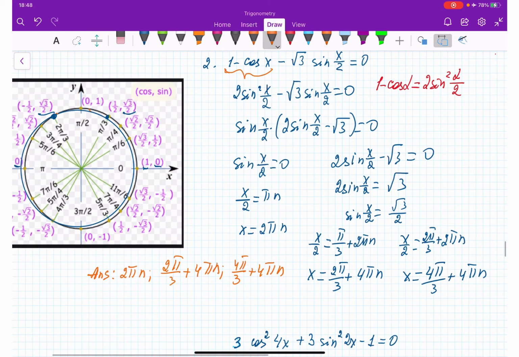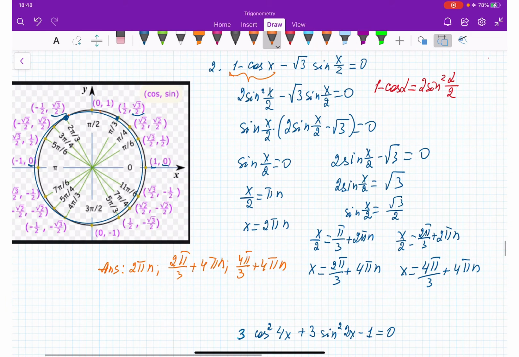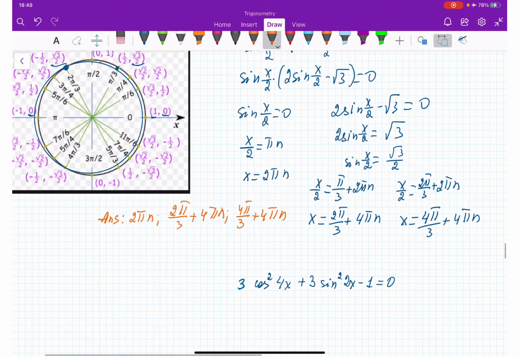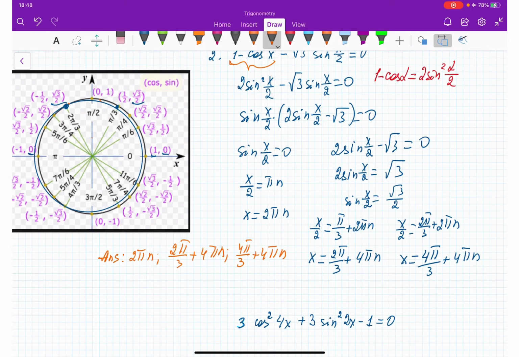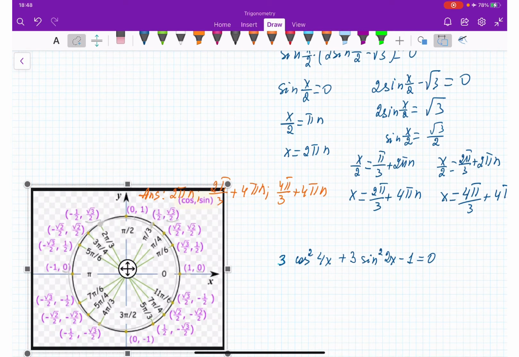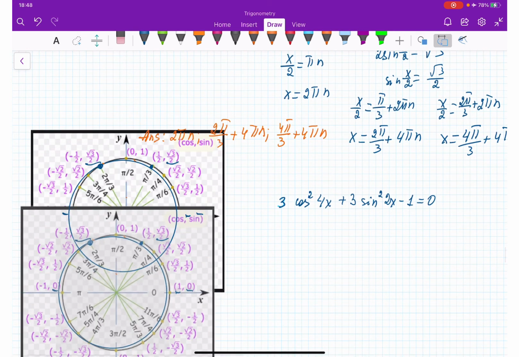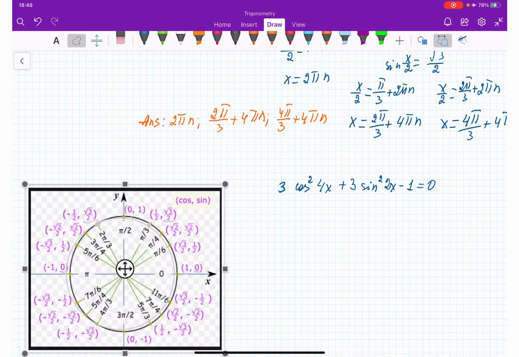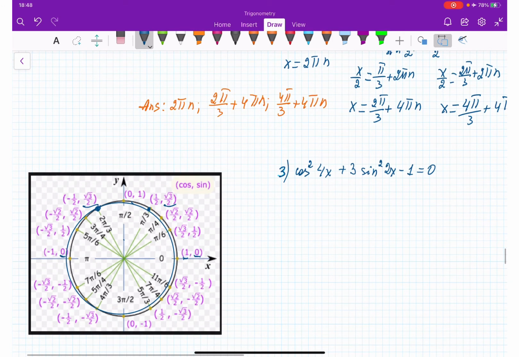All right? So this is the solution for the second trigonometric equation. Now let's move down to the third equation, the last one, 3 equations I'm going to solve total. All right, so what do we have here? We have cosine squared 4x plus 3 sine squared 2x minus 1 equals 0.